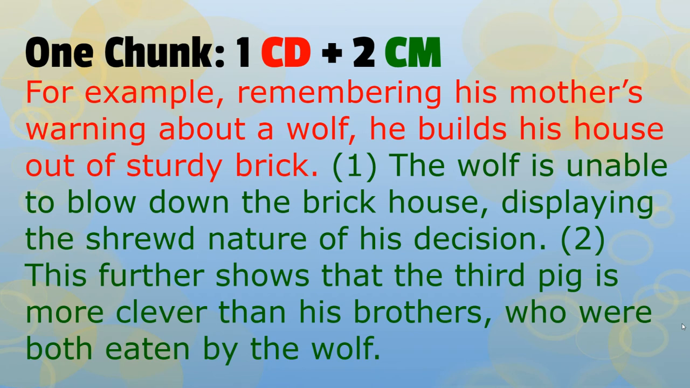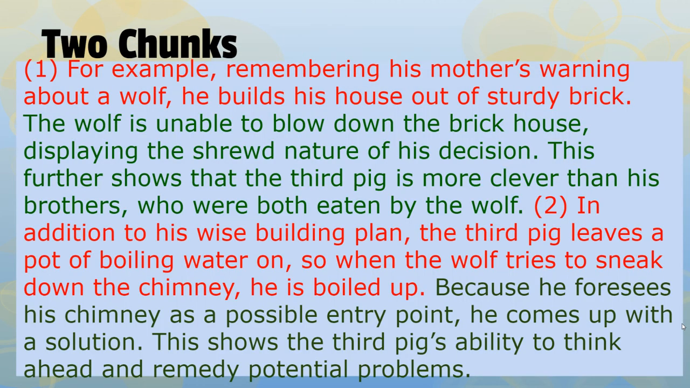So this, as a reminder, is what our one chunk would look like that we just looked at. Evidence and commentary to explain it. But if we wanted to do 2 chunks, then after that first one, we could go straight into another piece of evidence. In addition to his wise building plan, the third pig leaves a pot of boiling water on, so when the wolf tries to sneak down the chimney, he's boiled up. And commentary to explain it. Because he foresees his chimney as a possible entry point, he comes up with a solution. This shows the third pig's ability to think ahead and remedy potential problems.